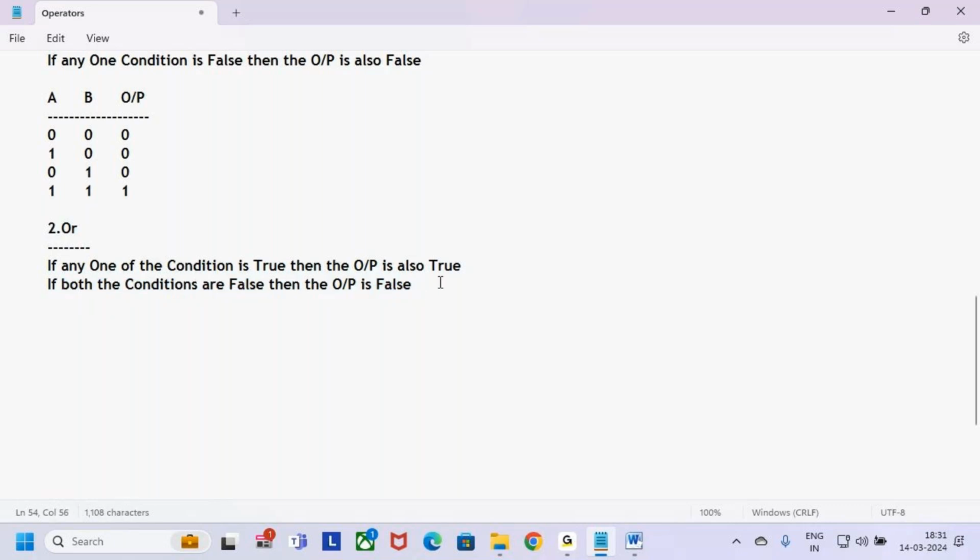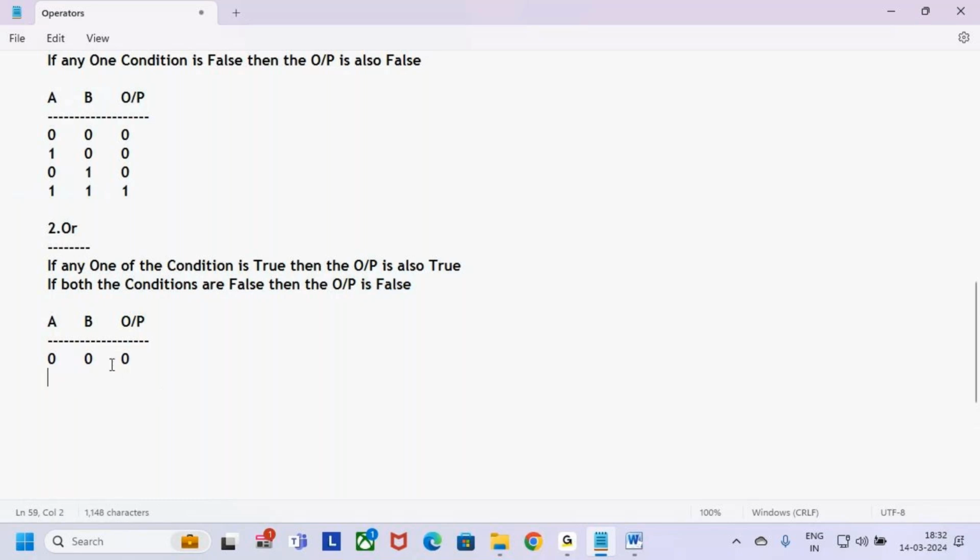Let me go and explain you here, guys, practically. So I'm going to create the same table. A and B are my inputs, and I'm having one output column. Now try to understand. Here, the first condition is false, second condition is also false. I said that if both the conditions are false, then the output is false. So let me keep the output as false.